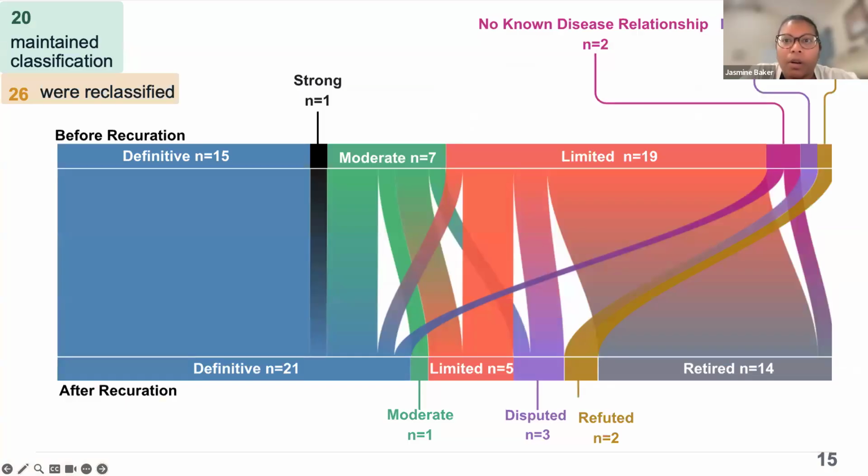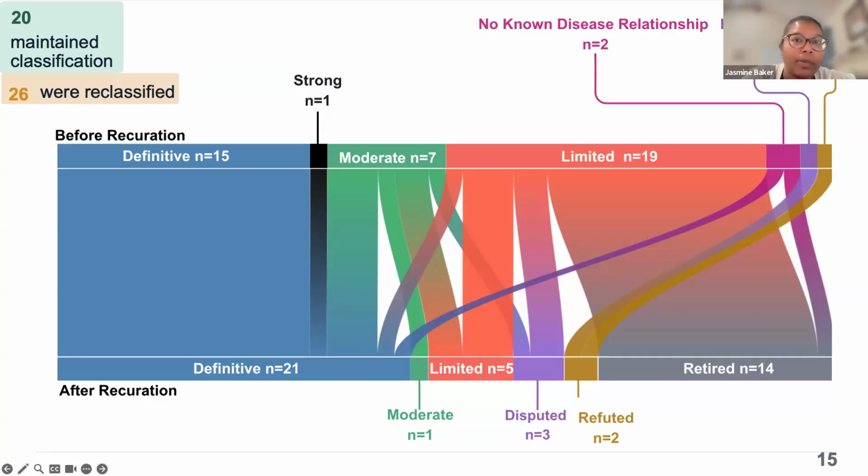So the overall colorectal and polyposis result is summarized in this flow diagram that we have here. So 20 of the relationships maintained their previous classification, but 26 of them were reclassified across upgrades, downgrades, disputed or refuted outcomes, and some of them were retired. So with retired, that means we've been looking at this assertion for a while and there has been no new evidence over a certain span of time, and it's just time to retire it. No one is even saying that this is a valid gene disease assertion anymore.